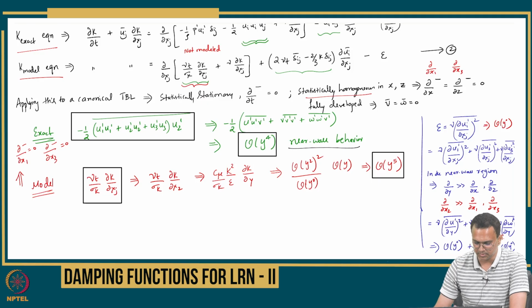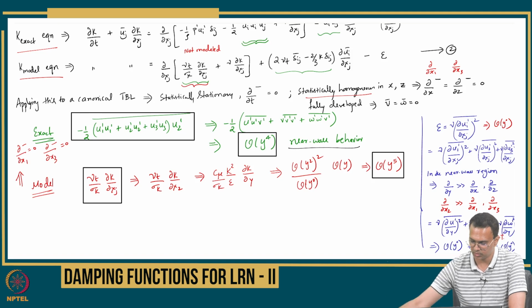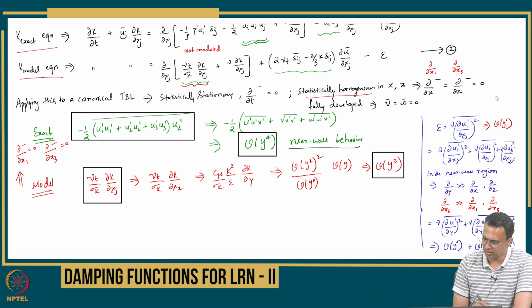The other features here, and therefore we must make sure that it has a correct near wall behavior. It has to go back to y raised to 4 behavior in the near wall zone. So what we do is simply introduce a damping function, since the near wall behavior is different.